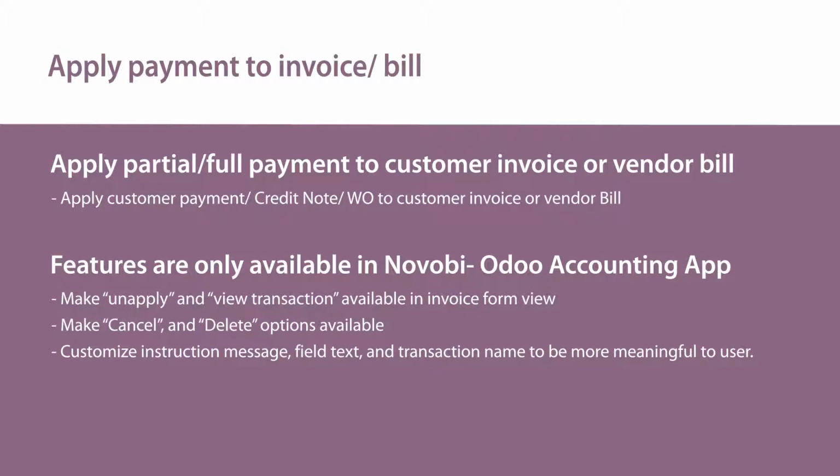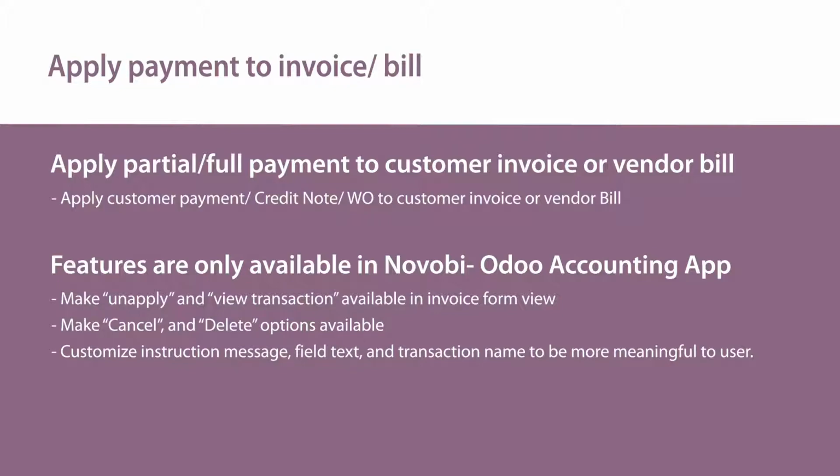In this video, I'll show you how to apply partial or full payment to customer invoices or vendor bills using payments, credit notes, or write-offs. I'll also be taking advantage of some of Novobi's customizations: easily remove applied payments from an invoice, review transaction details from an invoice, and review which invoices a transaction has been applied to.